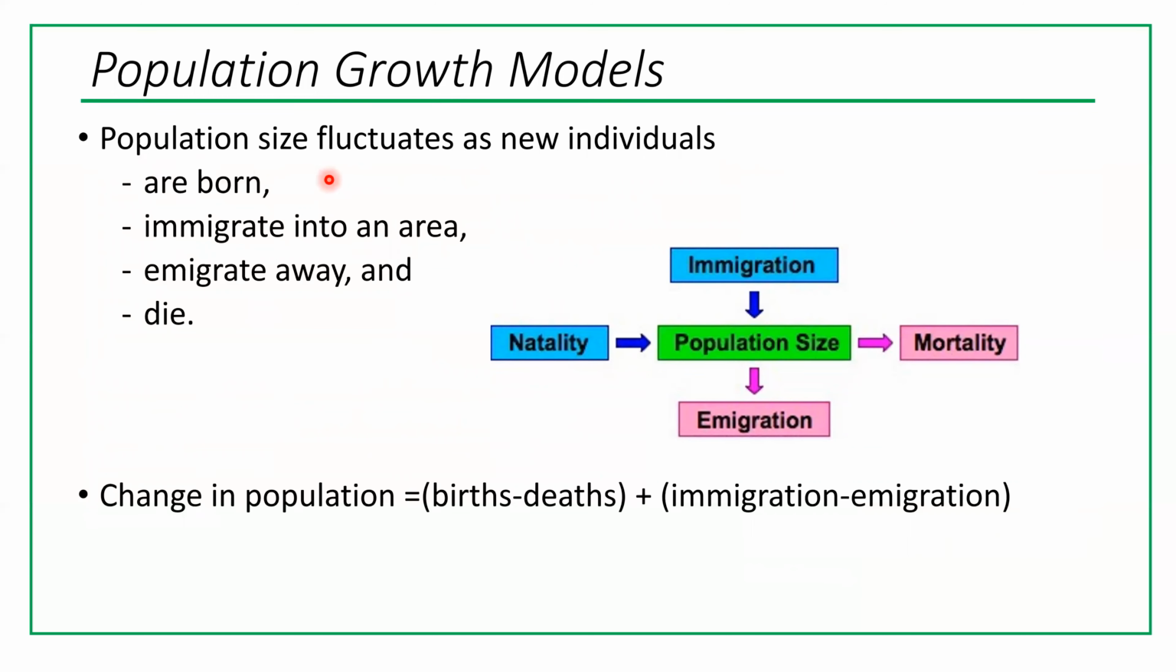Now, population size fluctuates as new individuals are born, immigrate or emigrate away, or die, right? So the population size depends on natality, how many are born, mortality, how many die, immigration, how many enter, and emigration, how many leave, right? So that's how you know population fluctuates based on all these factors.